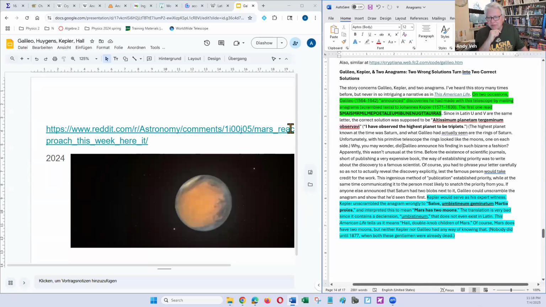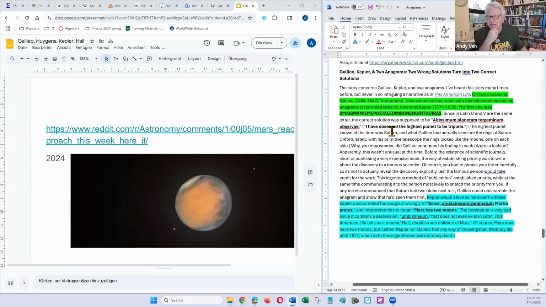So the original scrambled word here did not produce this one. That was the wrong one. But hey, he came up with something interesting, even though grammatically it says here it was incorrect. What it should have been is this one here, altissimum. That means kind of like altitude, right? Planetum, ooh, there's the word planet. Tergeminum observavi. Ooh, observed, right? I have observed the highest planet to be triplets. That's what it says here. I'm not sure, I guess tergeminum means triplets.